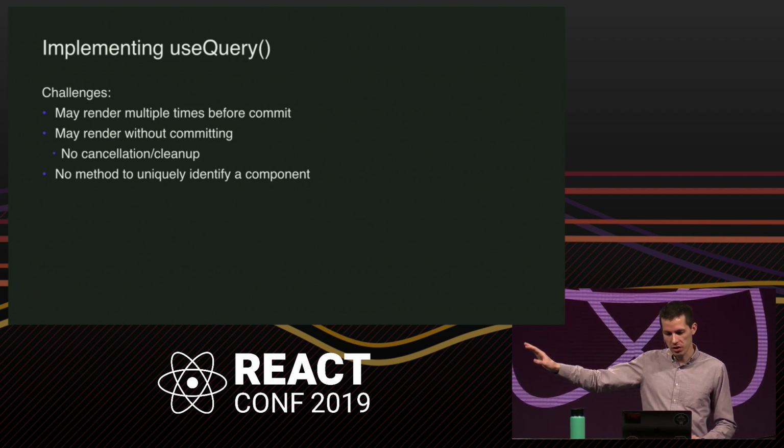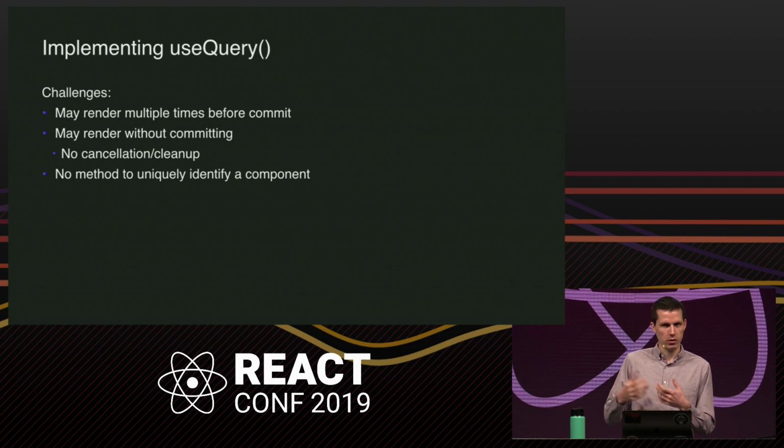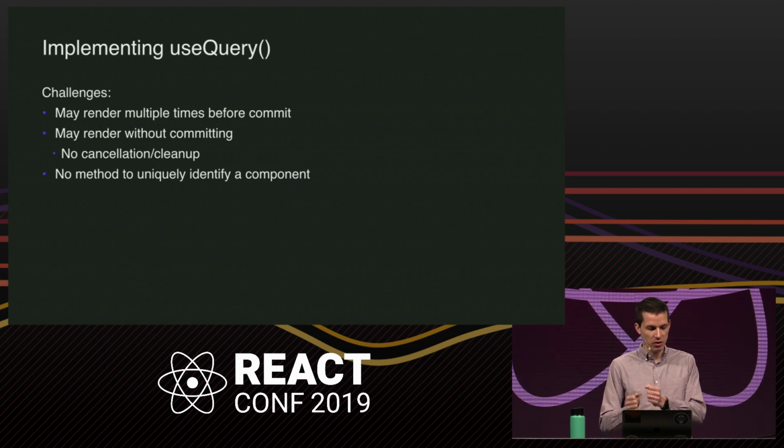So we tried, but the first thing is we can just suspend when we're not ready, so this is really convenient. But then we realized, a component might render multiple times before commit. It might render without ever committing. If that happens, there's no cancellation or cleanup hook. Wait a minute, maybe there's a way to identify a component uniquely, and so we can figure out if we still need its fetch or not, but nope, we don't have that either.